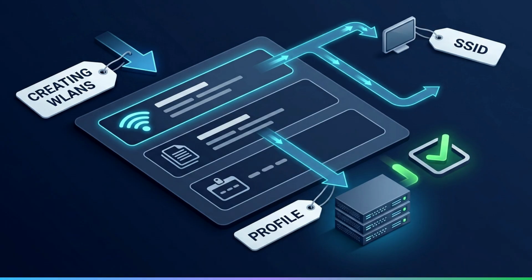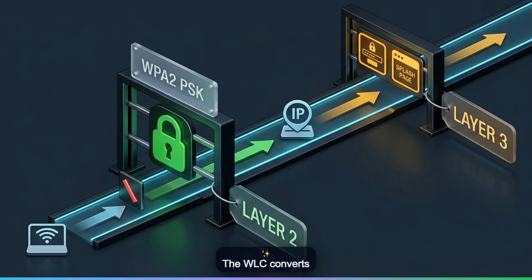Security tab, Layer 2. Select WPA+WPA2, enable WPA2 policy and AES encryption, leave TKIP disabled, it is obsolete. Authentication defaults to 802.1X, but the CCNA tests PSK, so change it to PSK and enter an 8 to 63 character ASCII passphrase. The WLC converts that passphrase into a 256-bit pre-shared key.